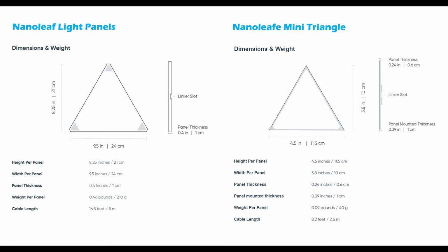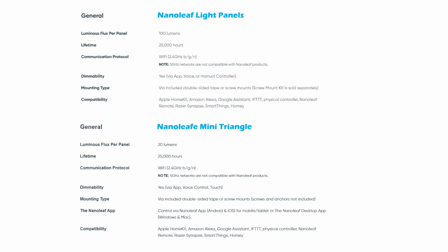Let's roll through some quick product specs and see how these Mini Triangles compare to larger light panels. You can see here they're roughly half the physical size, but still about 1 centimeter thick in design. And here we have the general specs, which for the most part look about the same for both the original panels and the Mini Triangles. The Mini Triangles still only communicate over a 2.4 gigahertz wireless network, so nothing has changed there.